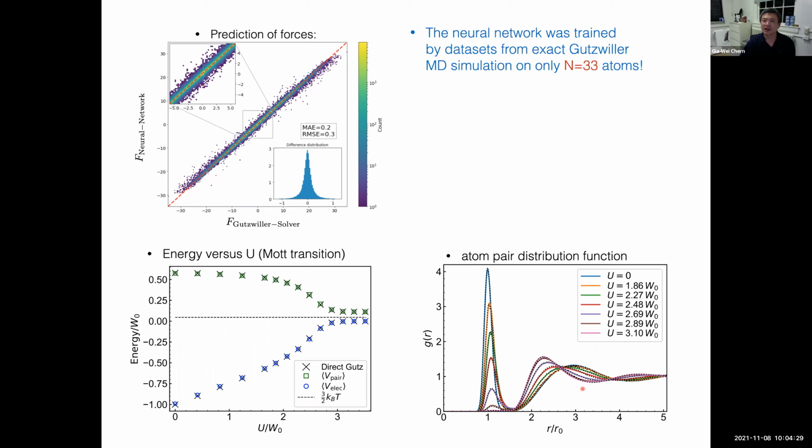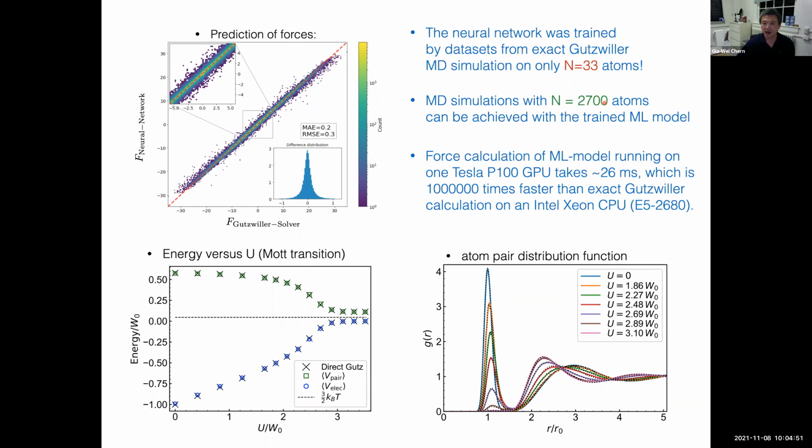So the neural network in this case was trained from data sets of exact Gutzwiller calculations on only 33 atoms. So it's a very small system. And once we have the trained neural network, we can do MD simulations on almost 3,000 atoms. And the results are in agreement, and also the speedup is almost 1 million times faster.